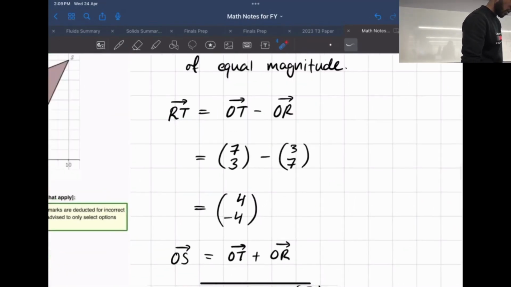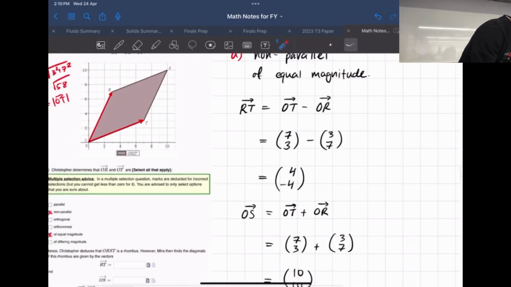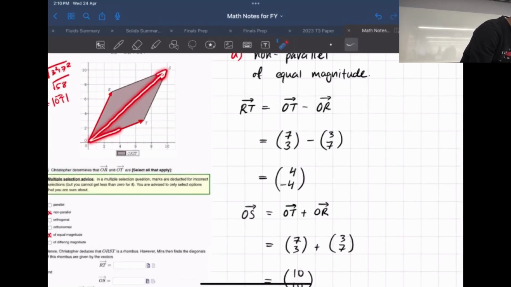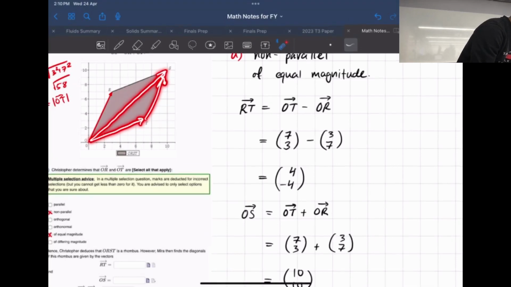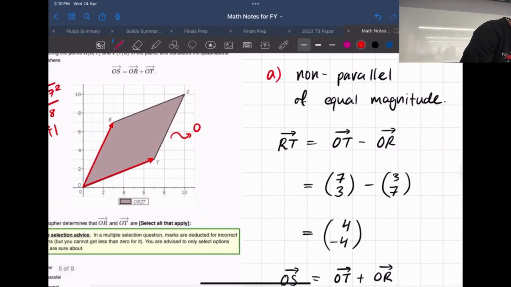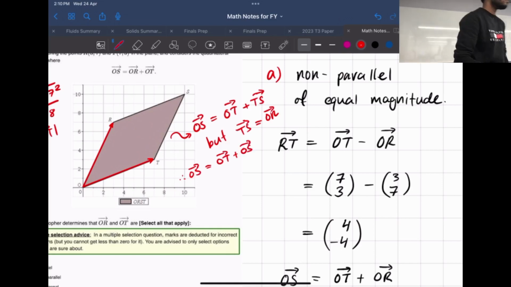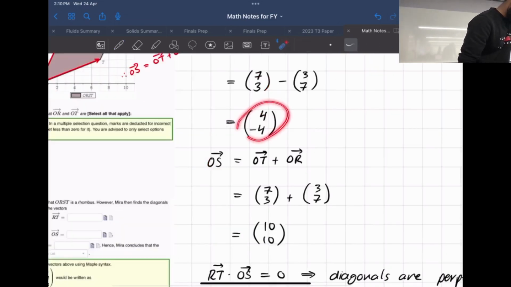So RT is just OT minus OR. And for OS, we can take a look at our diagram here. The way we get to it is OT plus TS, right? But our TS is also equal to OR. So we can say... Leo, is that all good? Okay. And then you sub it in, you get 10, 10, and minus 4, minus 4.